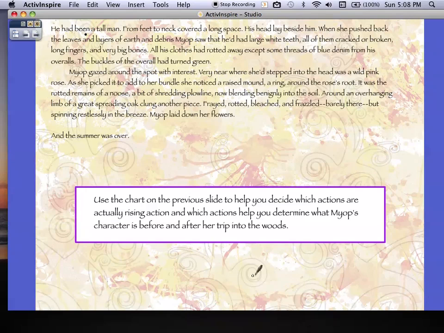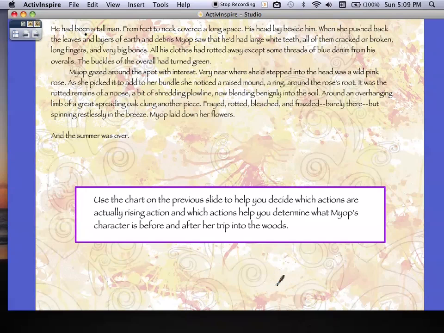Use the chart on the previous slide to help you decide which actions are rising action, climax, falling action, and which actions determine what Myop's character is before and after her trip into the woods. Think about the risk and what she's lost. This is a pretty sophisticated story, even though it's under 1,000 words. You may want to go back and reread the slides more than once.